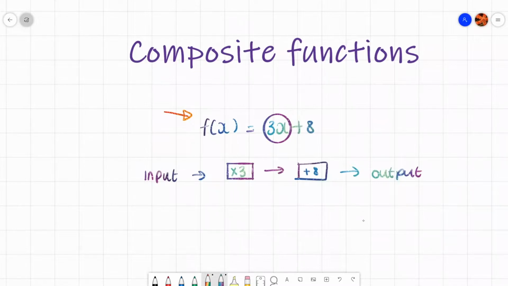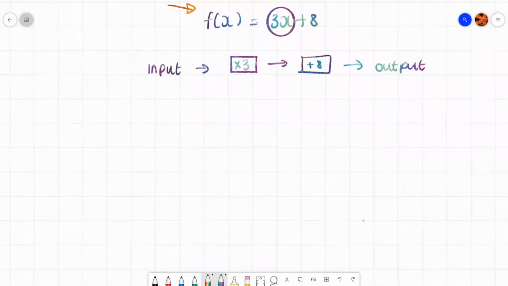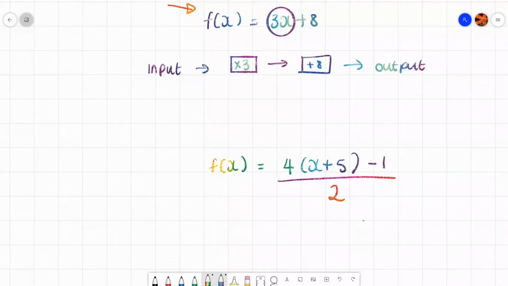Right, okay, so let's have a look at another example of something like this. You might have f of x equals 4 times x plus 5, minus 1, all over 2. So slightly more complicated than the first one, isn't it?